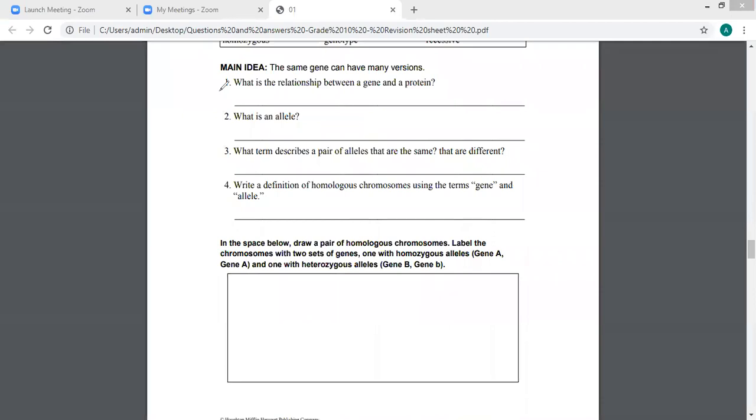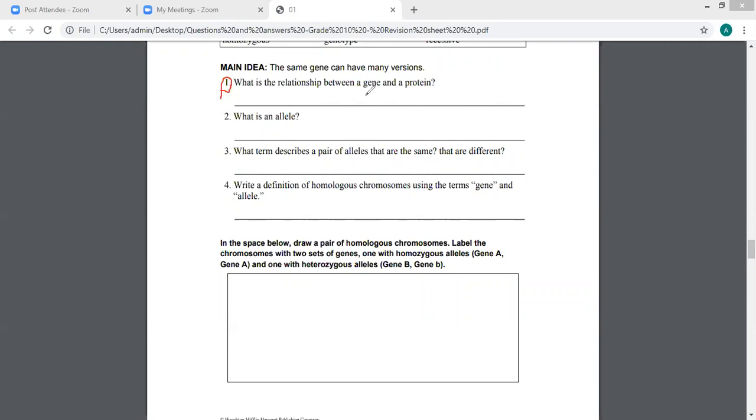The first question, what is the relationship between a gene and a protein? Anyone know the answer? Okay, I will answer instead of you.